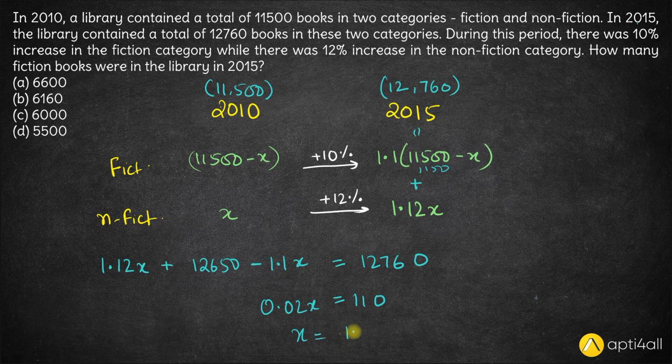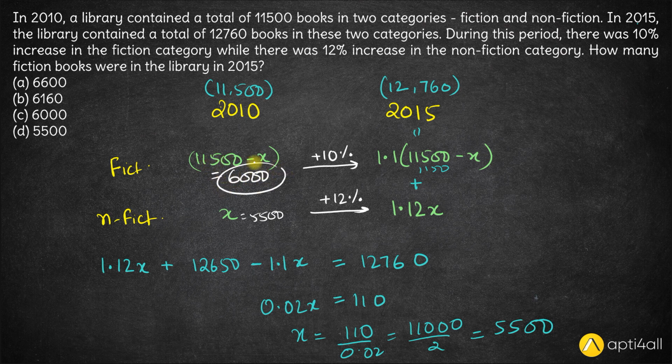So x comes out to be 110 upon 0.02, which is 11,000 by 2, which comes out to be 5,500. So x here comes out to be 5,500, right? So now if x is 5,500, then what is the number of fiction books in 2010? 11,500 minus 5,500, which is 6,000.